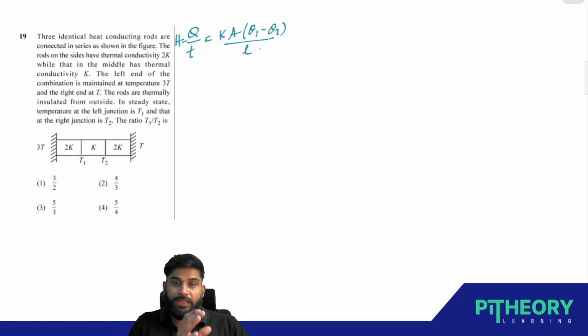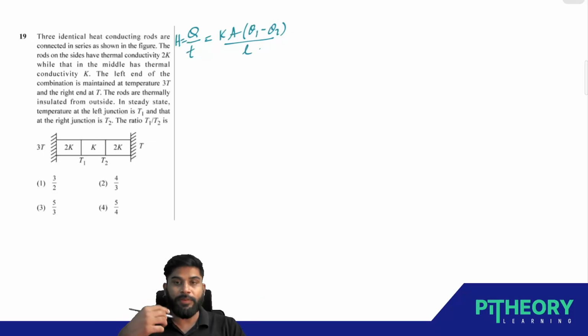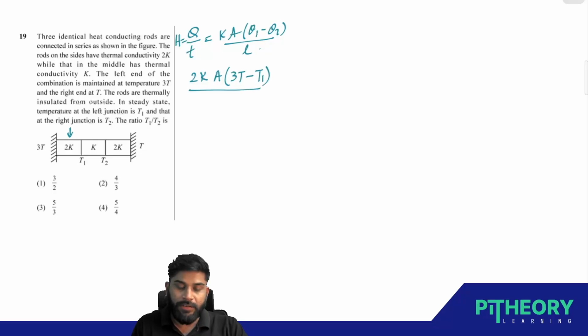So if I write this equation for these three different rods, you can equate between them because they are in series. The heat current, or the rate of heat flow through each, will be same. So if I'm writing the leftmost conductor, its thermal conductivity is 2K, correct? Area of each is same only, right? And the temperature difference is what? 3T minus T1 I'm going to write. Divided by length; three identical rods it is. So length also same. Area of cross section, length is same.